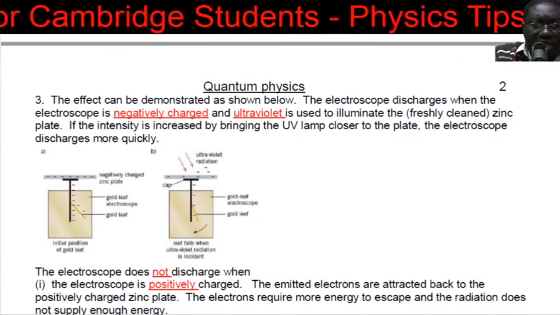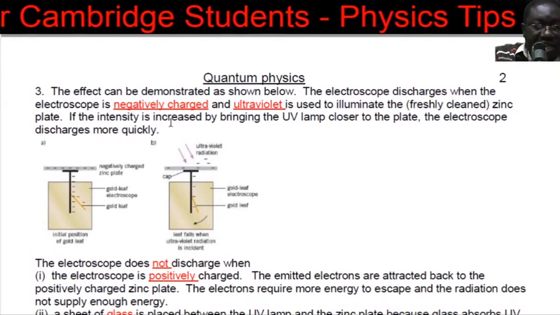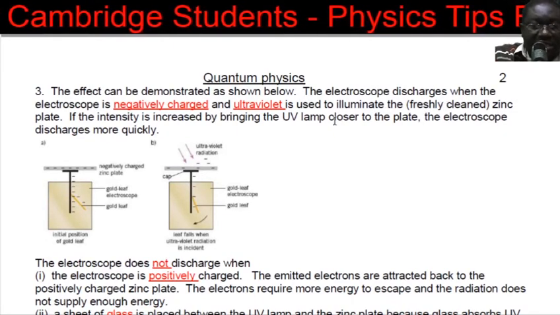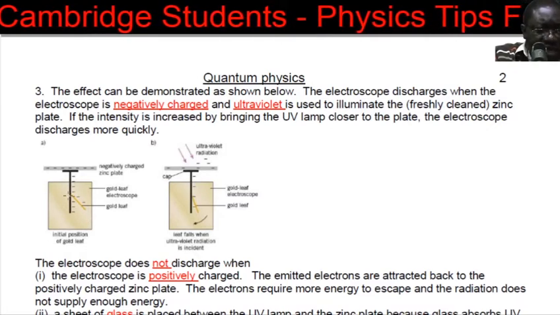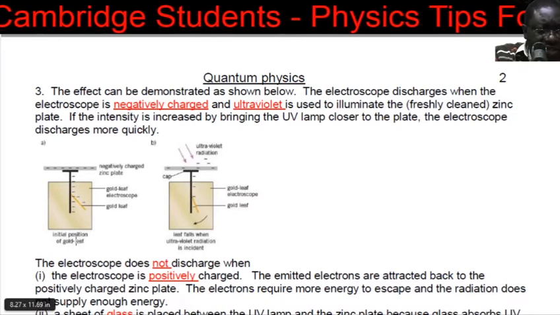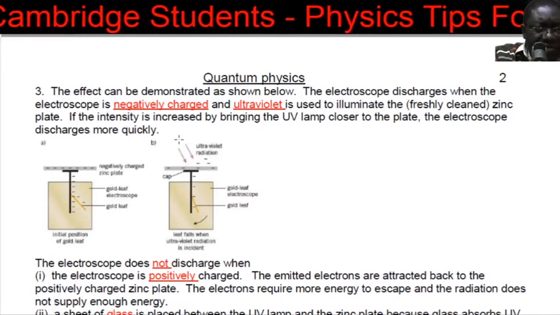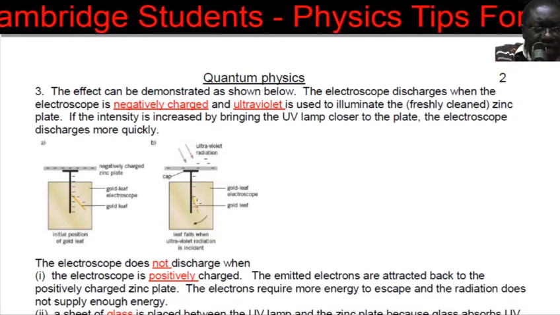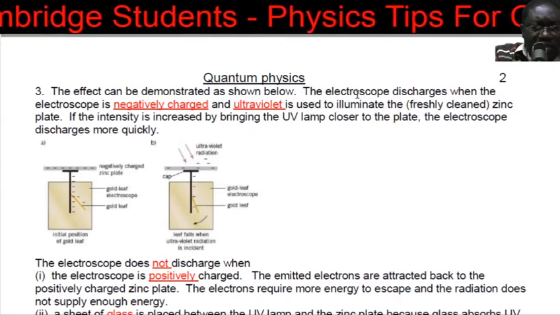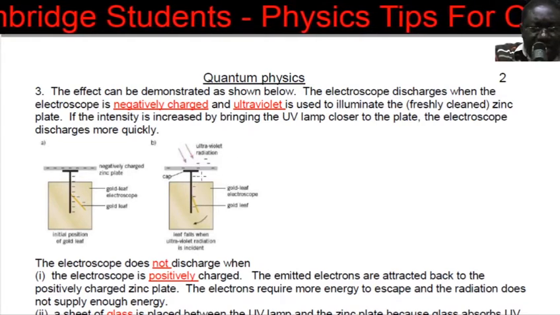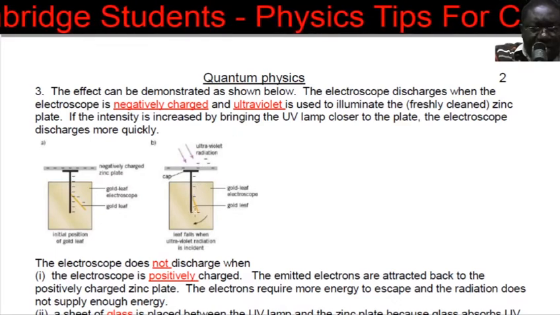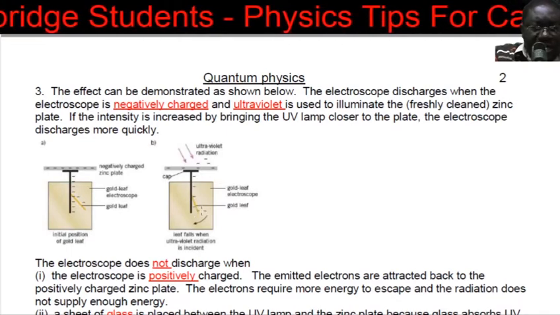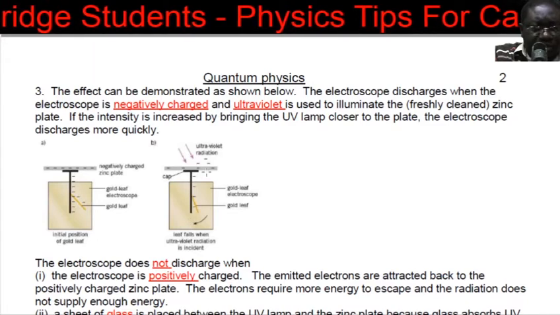The electroscope discharges when it is negatively charged and ultraviolet is used to illuminate the freshly cleaned zinc plate. We have the gold leaf there. In the initial position of the gold leaf, you charge it up, and then if you have ultraviolet coming in, the leaf will fall. The electroscope discharges, meaning we have liberated some electrons from the surface, so we have fewer negative charges remaining, therefore less repulsion on the gold leaf, and therefore the leaf drops.